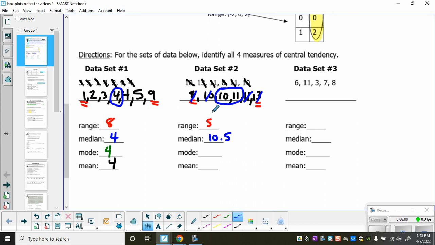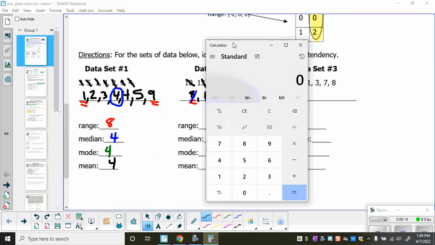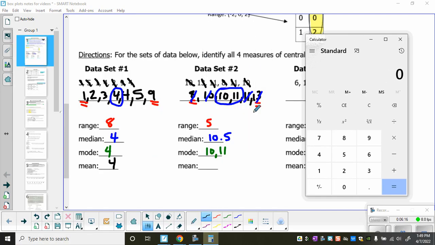All right, now the mode here, we actually have two of them. 10 and 11 both occur the same amount as each other, and they both occur more than everything else. So we have two modes here. And for the mean, we're just going to add them all up. Let me get that calculator back out. So we had 10, 20, I'm going to start with that, plus 11, plus another 11, plus our 13, plus our 8. All right, 63, we said we had 6 numbers. So for this, the mean is a 10.5.